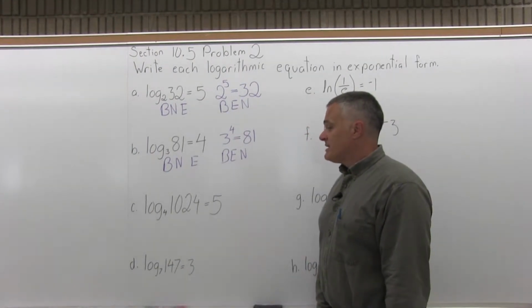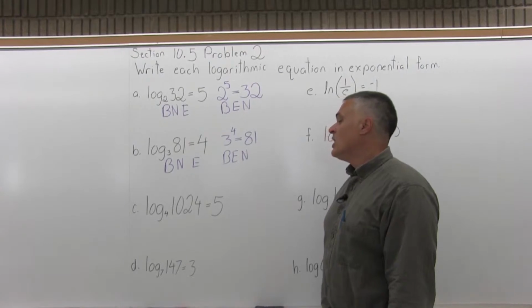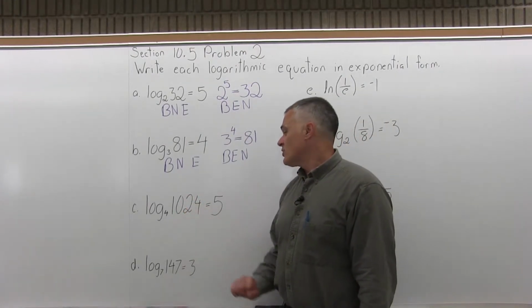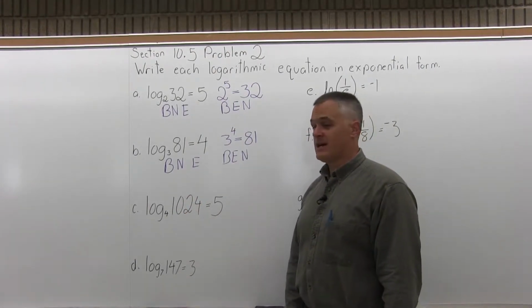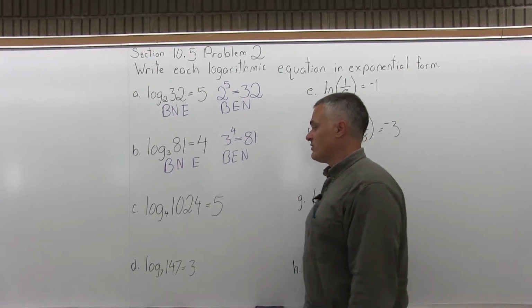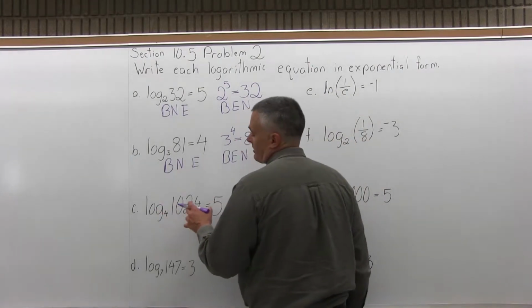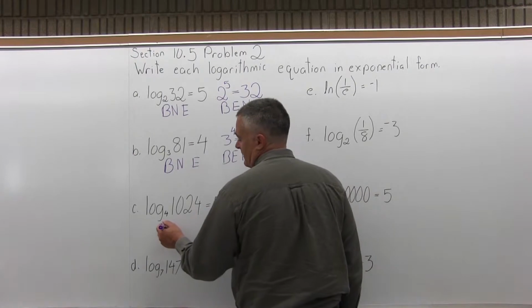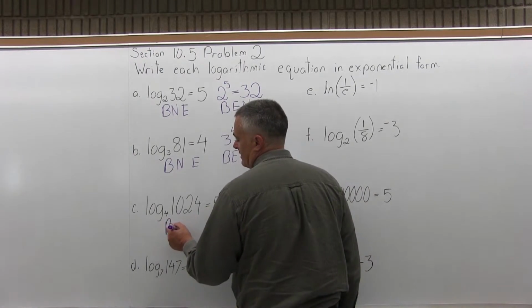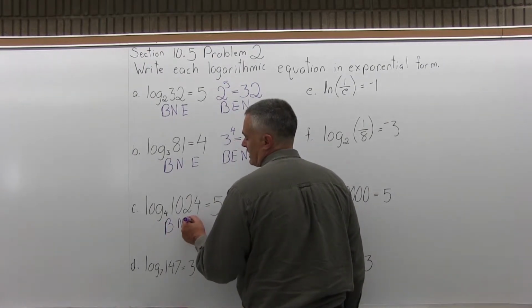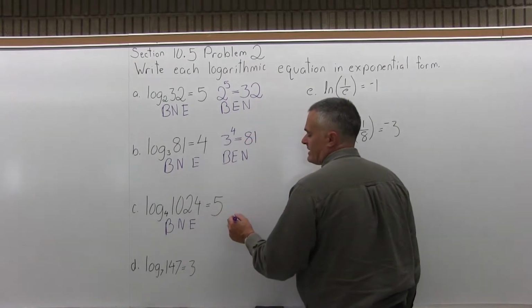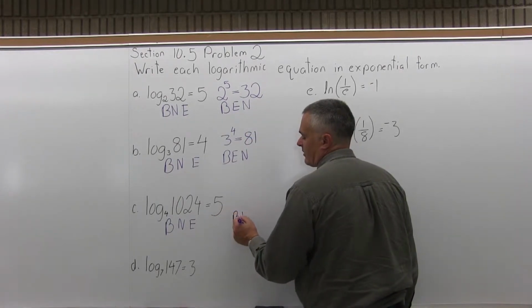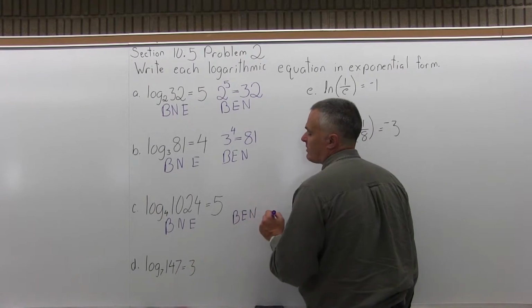The next one, part C, says write log base 4 of 1024 equals 5 in its exponential form. So underneath log base 4 of 1024 equals 5, I will write Benny, B-N-E for base number exponent. So to write it as an exponential equation, I will write Ben, B-E-N, base exponent number.